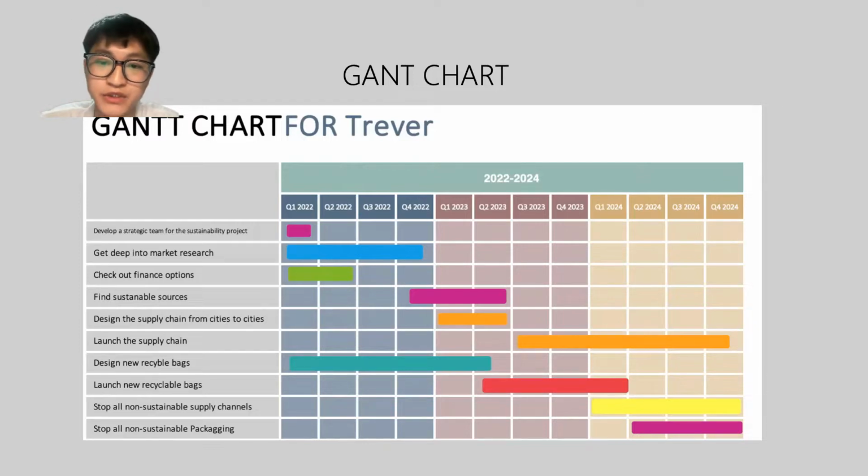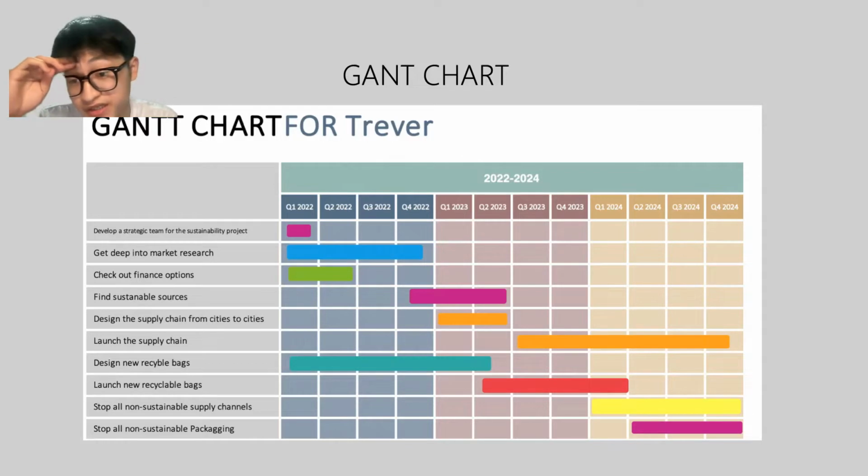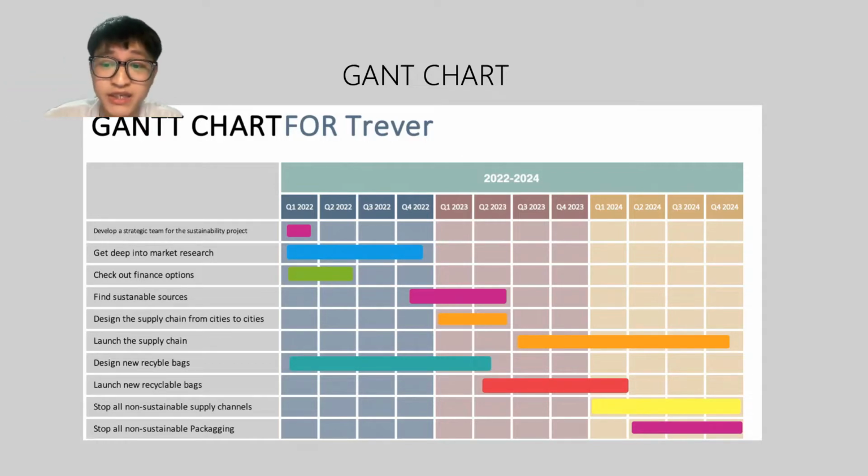And from the first quarter to the second quarter of 2023, we will design the supply chain from city to city. Then lastly, in the first milestone, from the remaining quarters of 2023 and the ending quarter till 2024, we'll launch the supply chain and enhance our newly designed suppliers and supply routes.